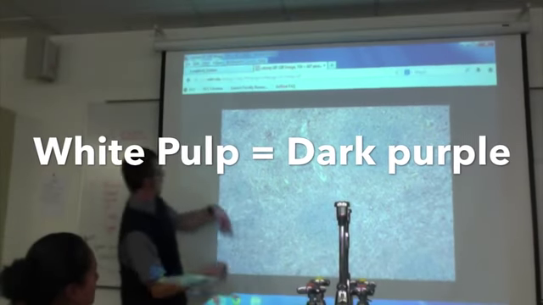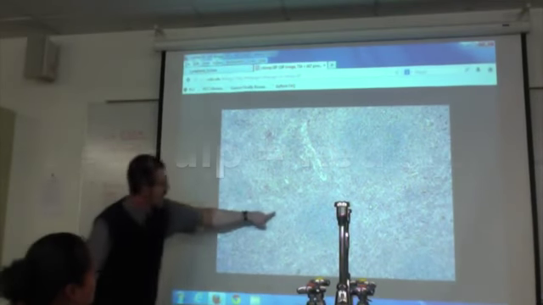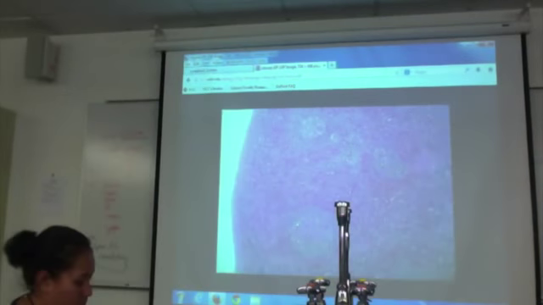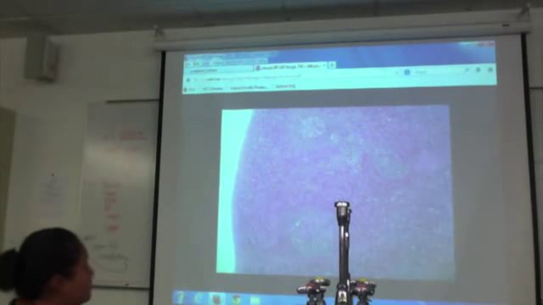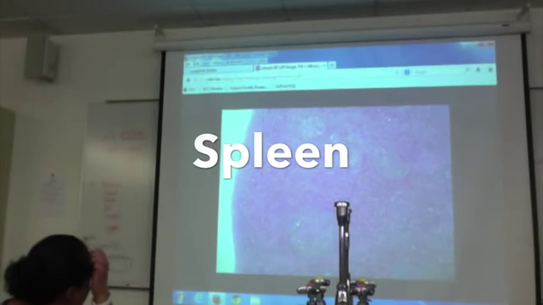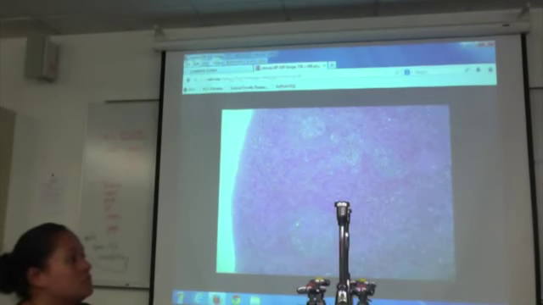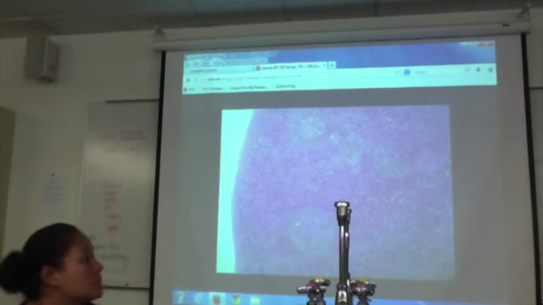So what kind of pulp is this? White. Very good. But they're scattered, right? Here. That's a spleen. Same thing. Spleen, different angle. So if you can look for the circles and how they're arranged, you can get to the histology of the lymphatic system. Make sense?